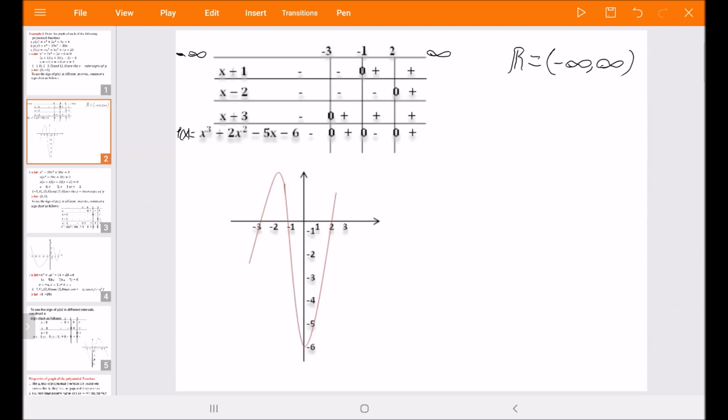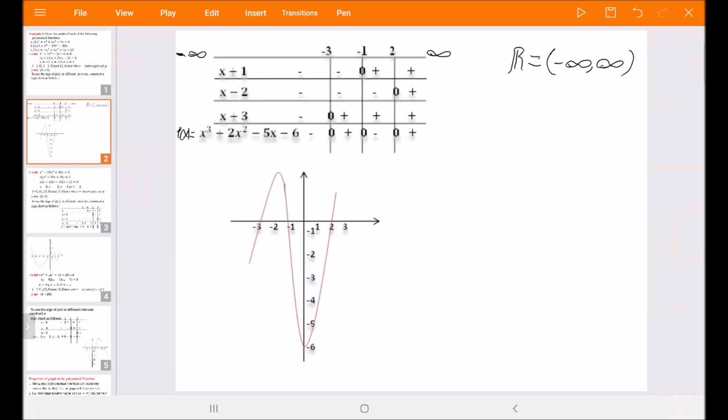It is a must. Mark -3, -1, and 2 on the x-axis, or the horizontal axis, to indicate where this function crosses the x-axis, and -6 on the y-axis, or the vertical axis, to indicate where the graph of this polynomial touches the y-axis. So then you have to interpret this table. We already interpreted this table.